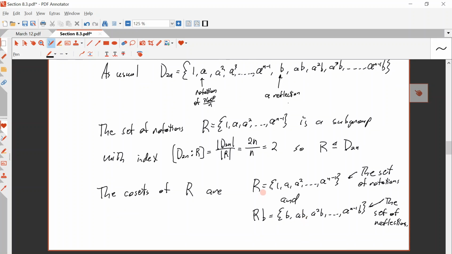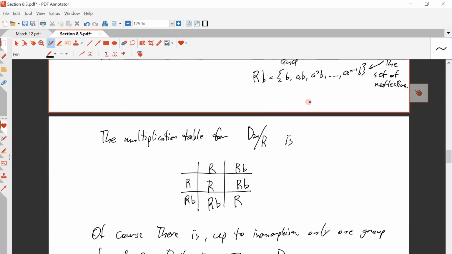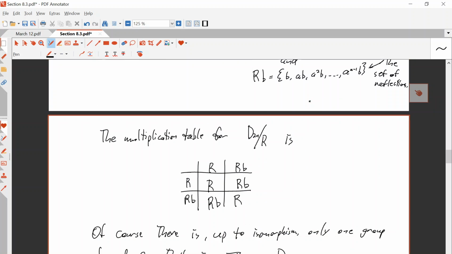So the 2 cosets of R, the rotation subgroup, are R itself, the coset of the identity element, 1 times R equal to just R. And then R times b, where b is that one reflection, or you can use any other reflection. And that's the set of reflections: 1 times b, a times b, a squared times b, all the way up to a^(n-1) times b. And that's the multiplication table for the quotient group, D2n mod R. It's a group of order 2, so we know it's isomorphic to Z2.